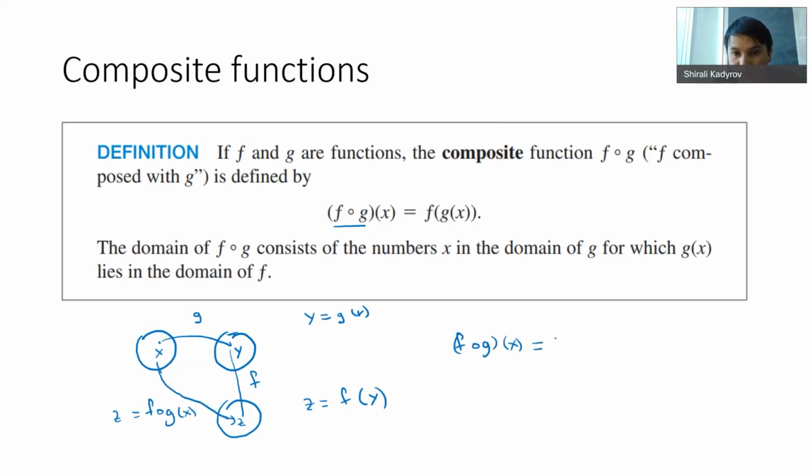Well, this is, by definition, f of g of x. But what is my g of x? Here's my g of x, right? So this is equal to f of y. But what is my f of y? F of y is equal to z. So this is equal to z, right? So that's what I get. So to compute f of g of x, you first need to compute g of x. This is the first step. And then you compute f of g of x, okay?